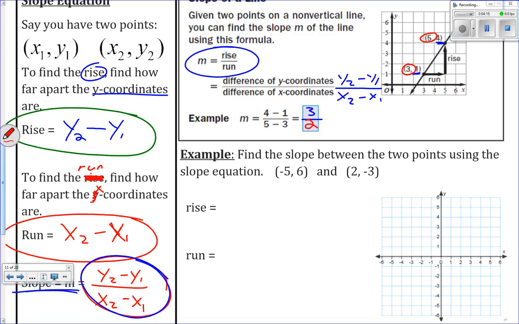Y's have to go on top. Rise over run. 4 minus 1 over 5 minus 3, or 1 minus 4 over 3 minus 5. Those are the same thing.